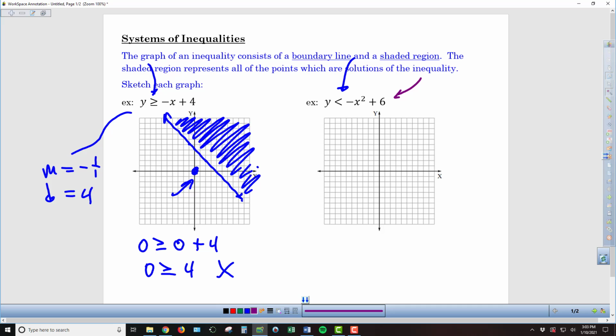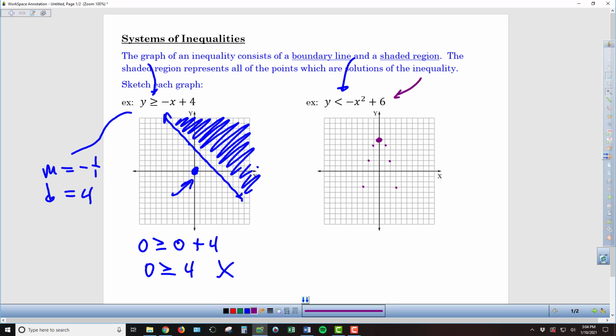So I'm going to go up to 6, put a dot there, and it's going to go down because of the negative in front of the x squared. But there's not going to be any kind of dilation, no stretch or shrink or anything like that. So I'm going to use my usual pattern to plot out the points. I'm going to go to the left and right 1 and down 1, to the left and right 2 from the vertex and down 4, to the left and right 3 from the vertex and down 9. So that gives me a collection of points that I can use to get my boundary line.